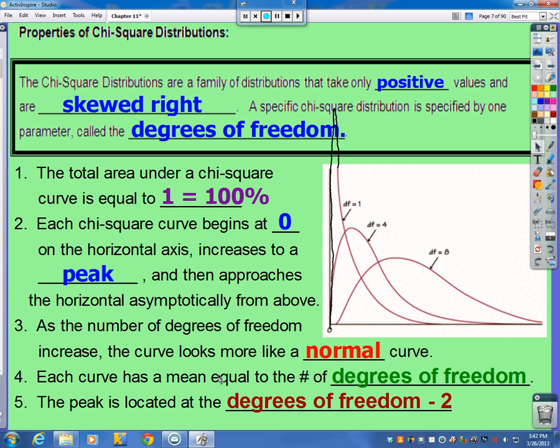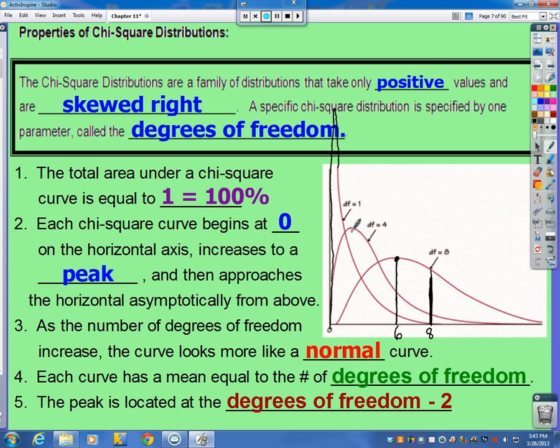Each curve has a mean equal to the number of degrees of freedom. Okay? So the mean, and this isn't necessarily the peak, but let's go ahead and talk about it. The peak is located where degrees of freedom minus 2 is located. So right here, this would be the peak of this curve. If this is 8 degrees of freedom, this is at 6. So the mean right here would be kind of the balancing point, if you will. This is where 8 degrees of freedom is located.